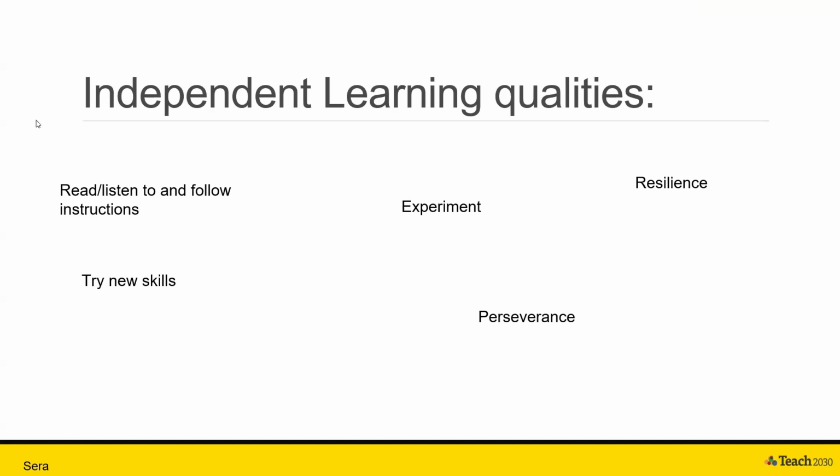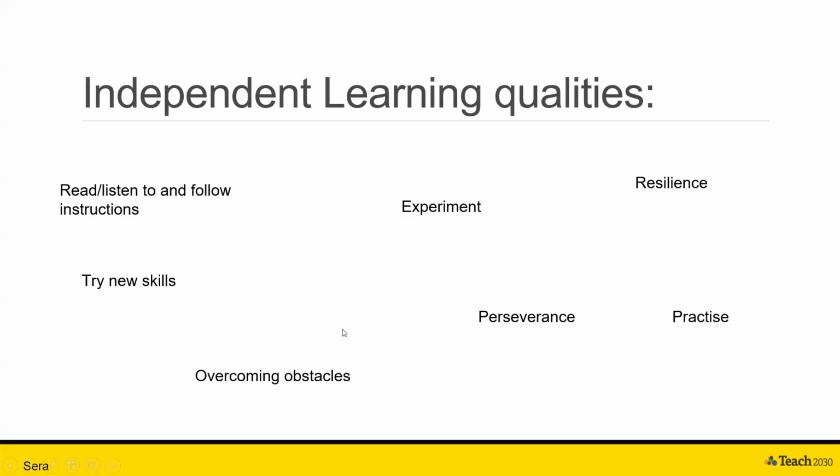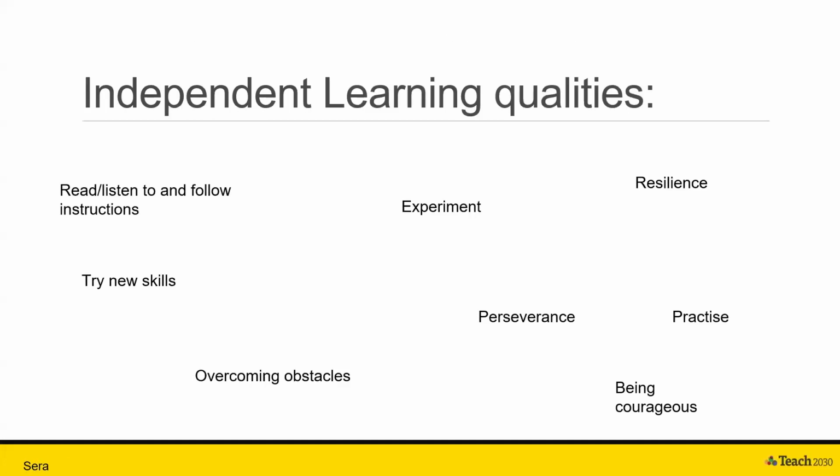So we are still on looking at the qualities of independent learning. So these are the qualities that you get. First, you learn to listen, to follow instructions. You also learn to try new things. The other thing is you learn to experiment. You develop the skill of resilience, perseverance, practice, being courageous, and also overcoming obstacles.